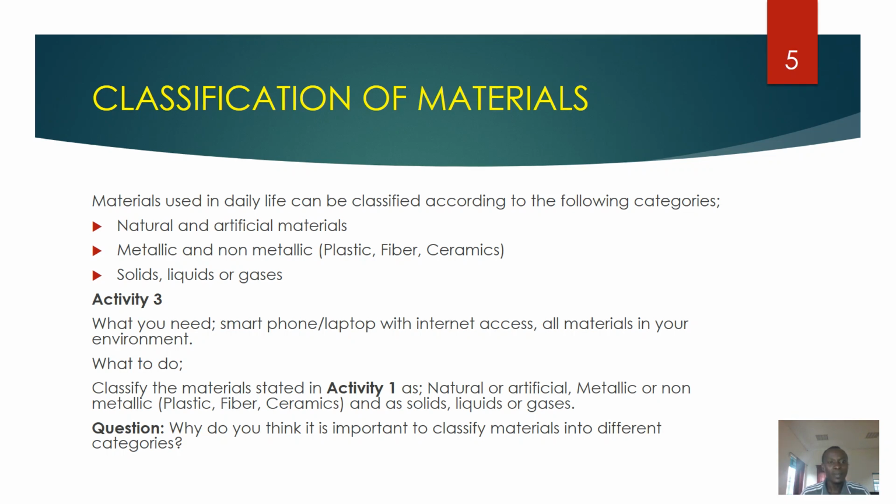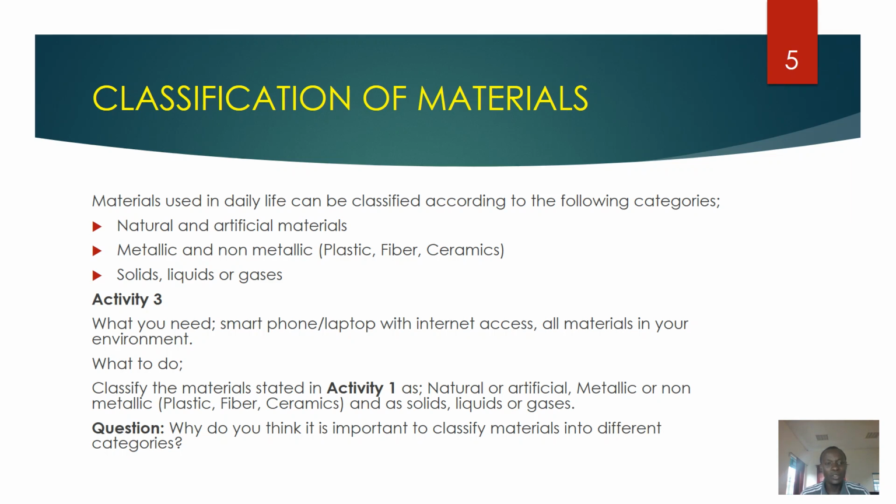Now, it is very important to know the classification, and therefore in activity 3, we shall be classifying the items according to whether they are natural or artificial. What you need is a smartphone or a laptop with internet access and all the materials in your environment. And this is what you are going to do. Classify the materials stated in activity 1 as to whether they are natural or artificial, metallic or non-metallic. For non-metallic, I want you to remember that we are talking about plastic, fiber, or ceramics. And classify them as to whether the materials are solids, liquids, or gases.